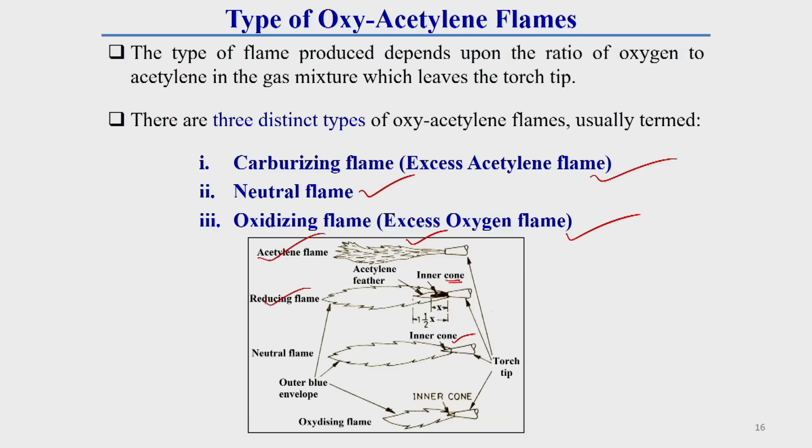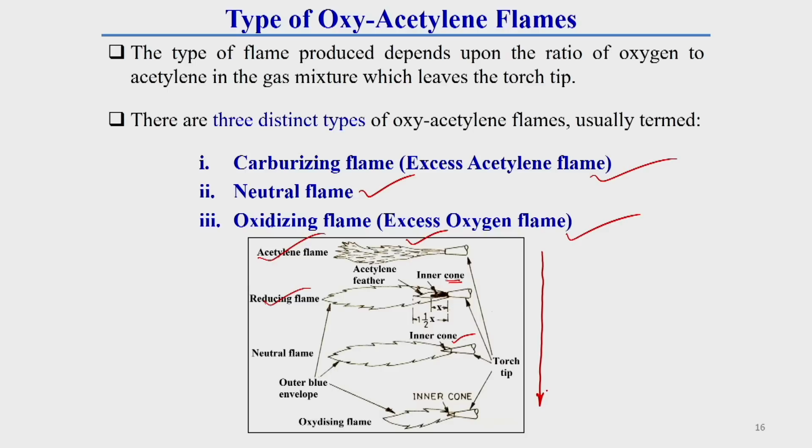In this oxidizing flame, one thing you should keep in mind is that the proportion of oxygen is more than the acetylene gas. Its ratio is within 1.5 to 2:1, oxygen to acetylene. So here one thing you keep in mind: temperature increases with increase of oxygen concentration in the flame.